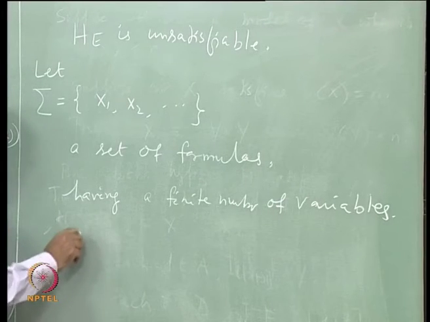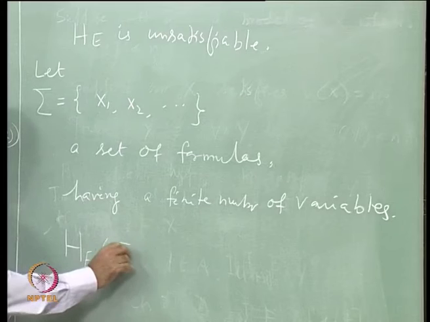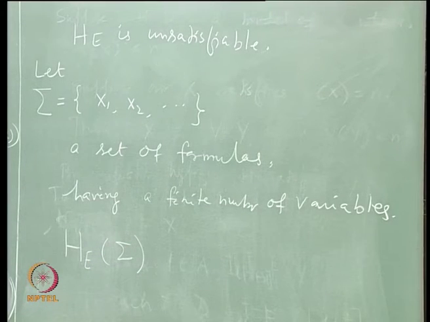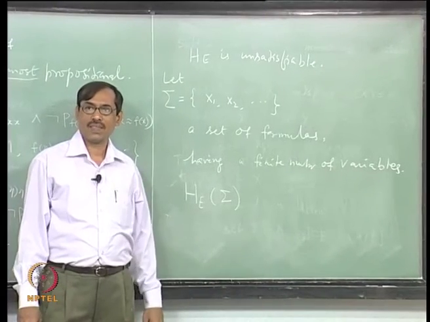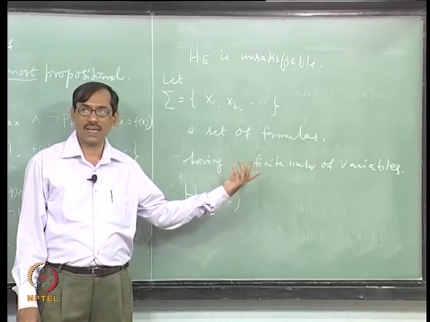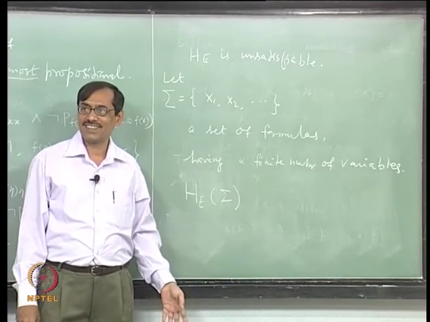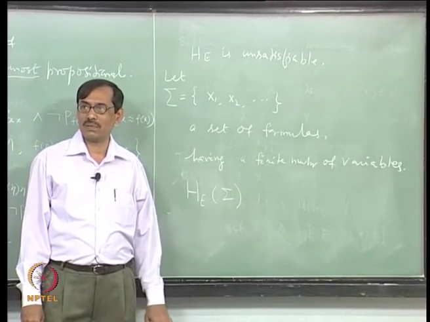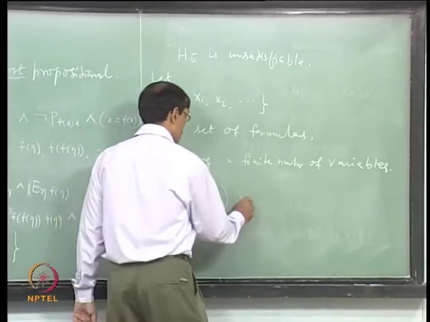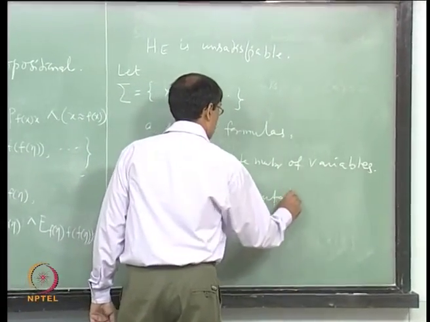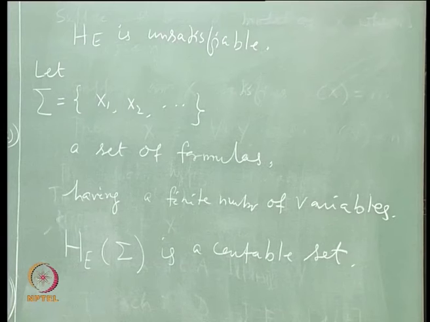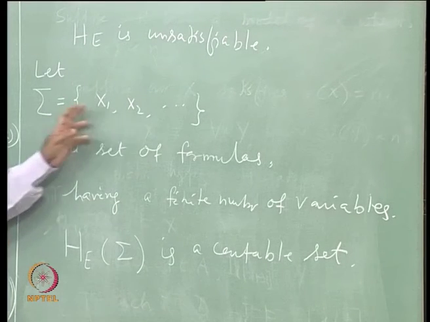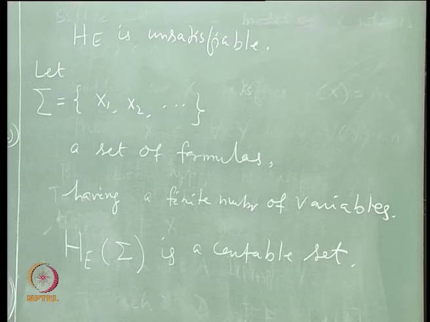Then you can think of HE of sigma, the Herbrand expansion of sigma, and similarly for each formula you go on doing it. The number of Skolem functions introduced is finite, because the number of variables is finite, so the process terminates for this Skolemization. Then this one is a countable set, potentially infinite. It can be denumerable, and if this is denumerable, this will also be denumerable at least.